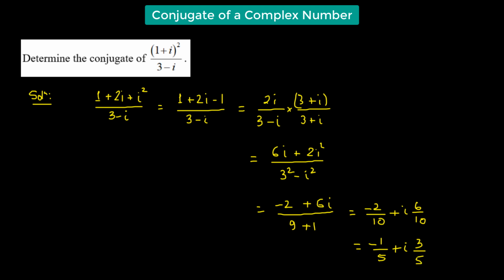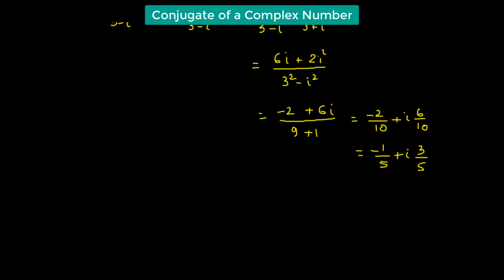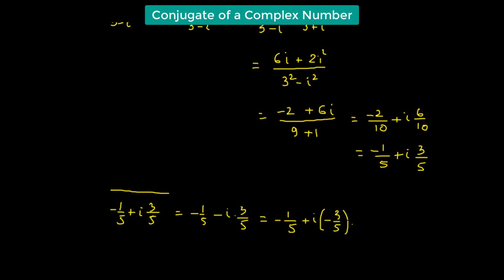Now we have to take the conjugate of this. So we haven't taken the conjugate yet. So the conjugate of minus 1 over 5 plus i times 3 over 5 will be equal to negative 1/5 minus i times 3/5. So in writing in the standard form, we finally have negative 1/5 plus i times negative 3/5. So this is the conjugate of the given complex number. Let's go to the next question.